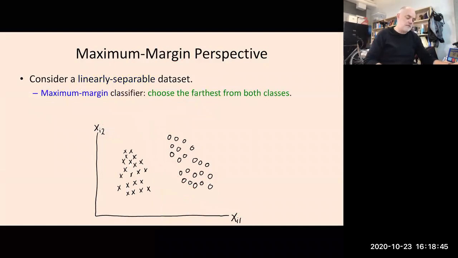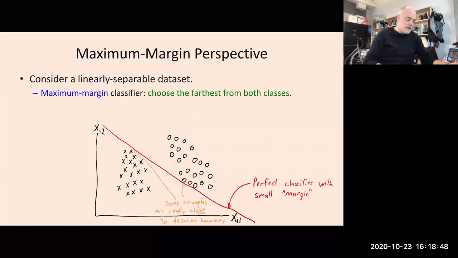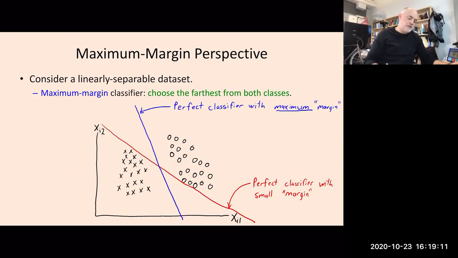So that's exactly what a maximum margin classifier is. It chooses the classification parameters that make the hyperplane as far away from the classes as possible. So this red line is a perfect classifier with a small margin, right? These examples are really, really close. So the margin, the actual distance from the data point to this line, is really small. The perfect classifier with a maximum margin looks like this, and the margin is basically the distance to the closest examples.